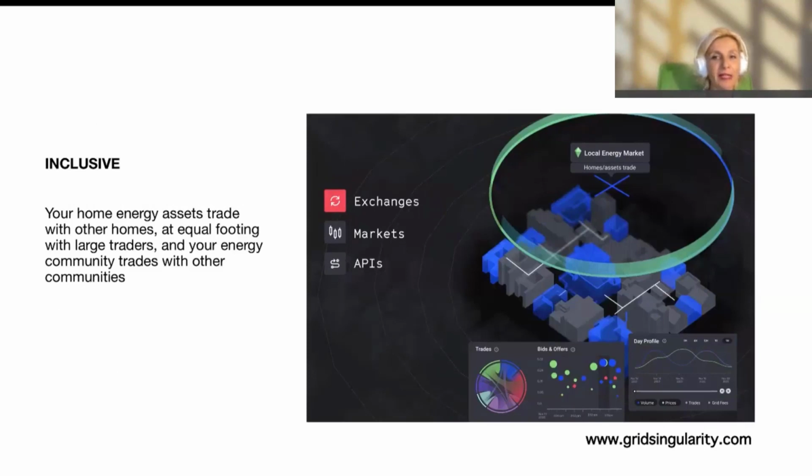The market that we are espousing is one that is inclusive in the very sense of that word, where your home energy assets have an equal footing as a large energy trader, and your community is trading with other communities. And what is your community?